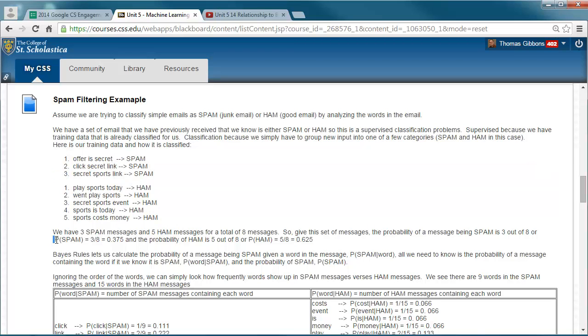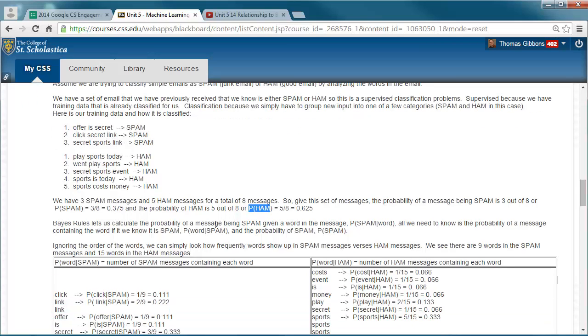The probability, and we'll write that P of spam. And the probability of a new message being ham is 5 out of 8, since 5 of the 8 messages so far are ham. So this is what we talk about as our training data or supervised data. We've got information that is already labeled, and we're going to use that to learn from in this machine learning.